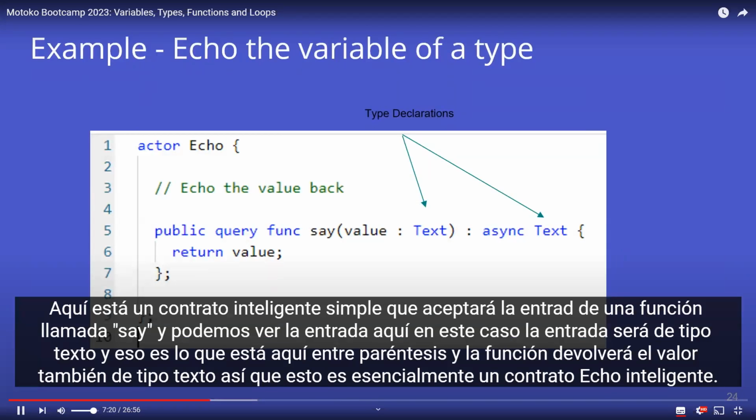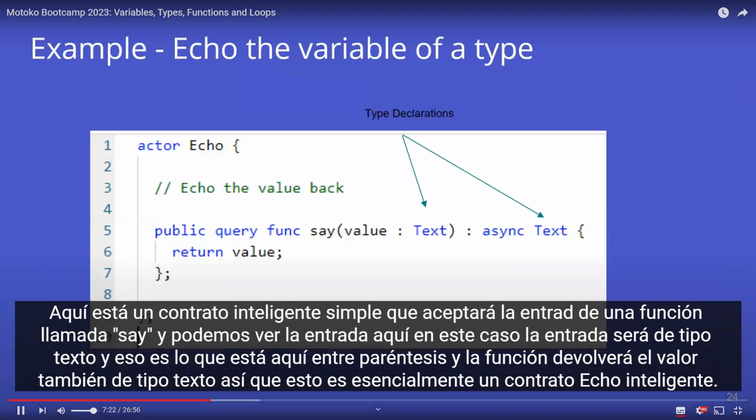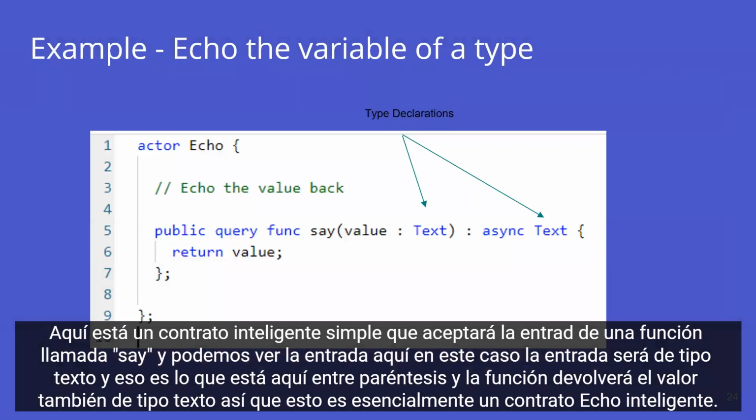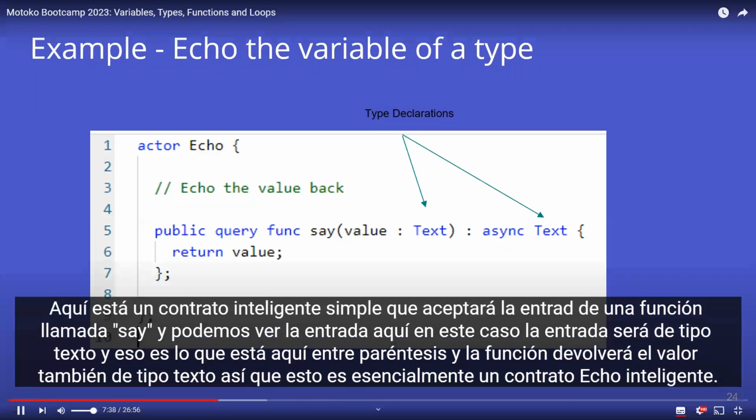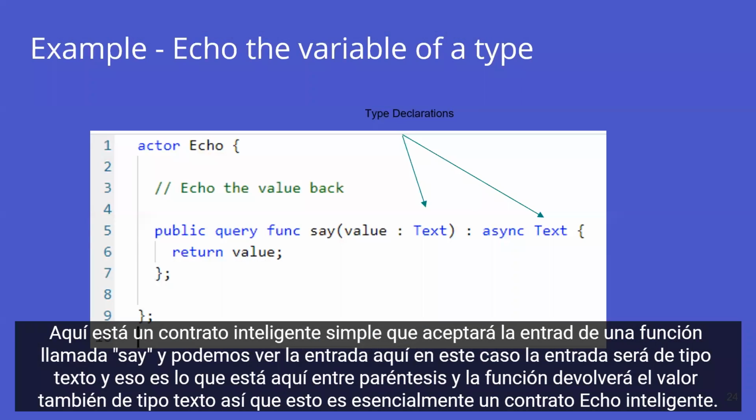So here's a simple smart contract that will accept input to a function called say, and we can see the input here. In this case, the input will be of type text, and that's what's here in the parentheses. And the function will return a value also of type text. So this is essentially a smart echo contract.